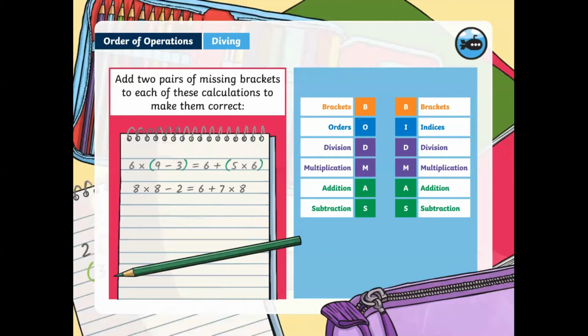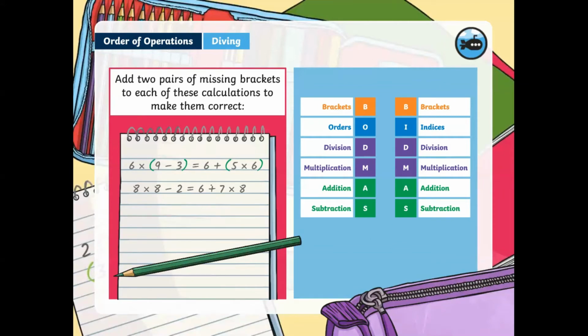Okay, so the first one, I hope you have done this correctly. As you can see, if we put the brackets around the 9 and the 3 on the left-hand side of the equation, we get 9 minus 3, which is 6, and 6 times 6 gives us 36. And on the right-hand side, if we put the brackets around the 5 and the 6, we get 30, and 6 plus 30 gives us 36. So we've got 36 equals 36, which is exactly what we want.